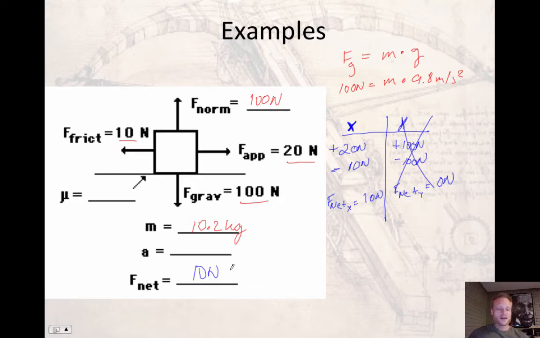Well, you could put positive 10 newtons, or if you want, you could just write to the right. Okay, it's to the right. All right, so now we're starting to cruise along here. What is the acceleration of this object?